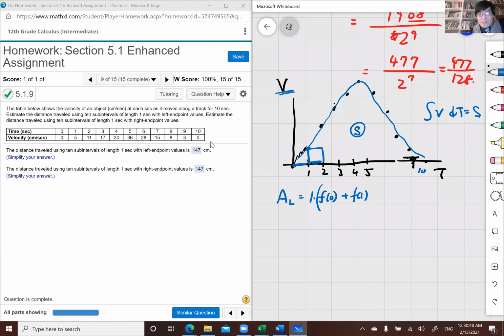And the third interval length is 1 here and height is f of 2. So if you keep doing that, for the last interval between 9 and 10, you want to take a left endpoint, so it's going to be f of 9. So you just need to find the sum of f of 0 through f of 9, which, according to the table, is 0 plus 5 plus 11 plus 17 plus 24 plus 36 plus 28 plus 15 plus 8 plus 3.